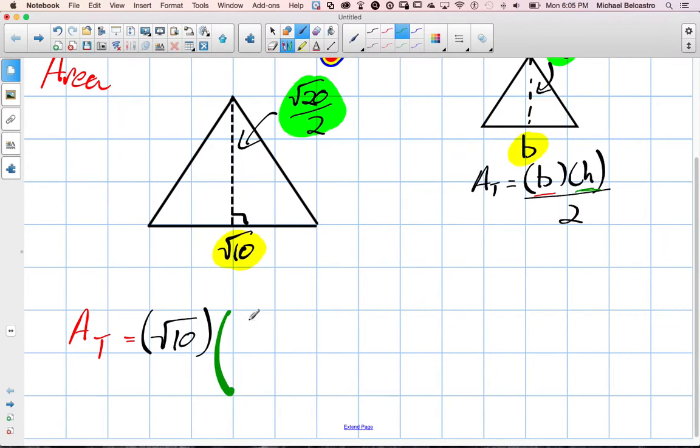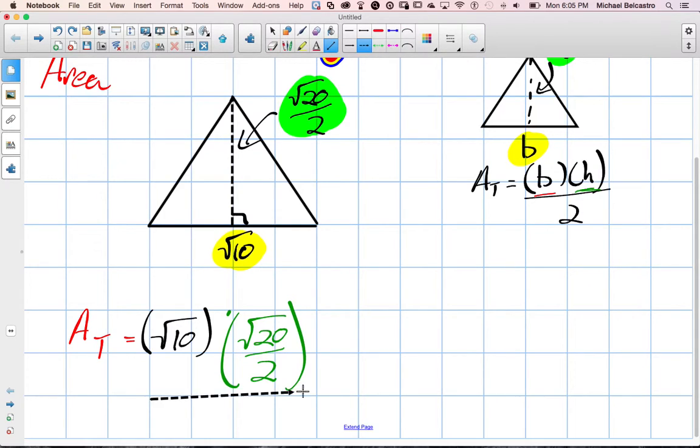Root 20 over 2, and then all of this is divided by 2. I could write it like a large fraction with numbers on top, but that might get a little confusing. There's a rule in math called the associative property, where you can multiply and divide in any order you want. So I'm just going to write divided by 2 over here, and we'll establish this and then figure out the other part after.